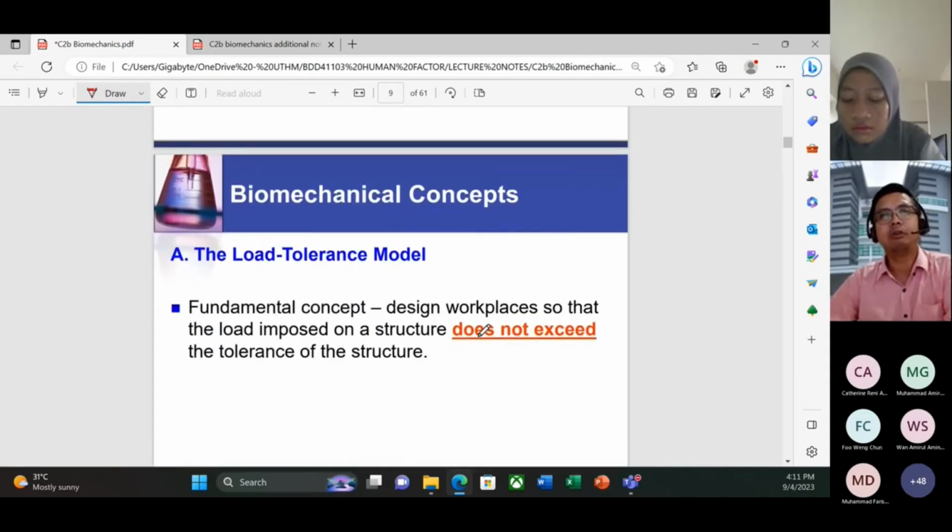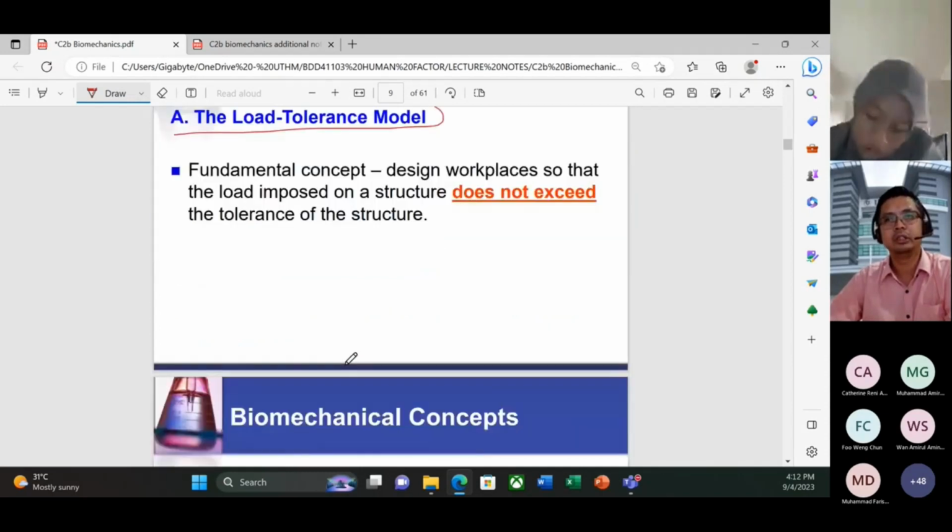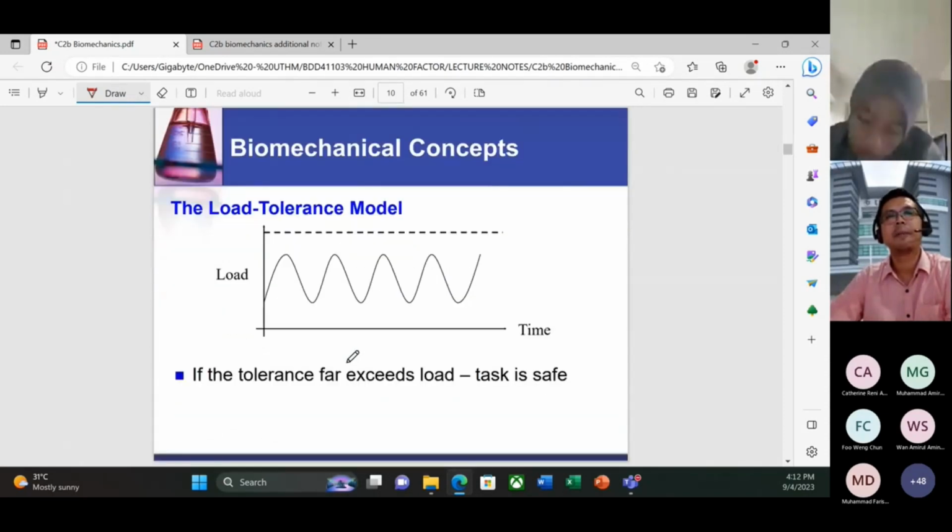And this is a biomechanical concept. The first one we learn about is the load tolerance model, which is a fundamental concept. Design the workplace so that the load imposed on the structure does not exceed the tolerance of the structure. So we look at an example.